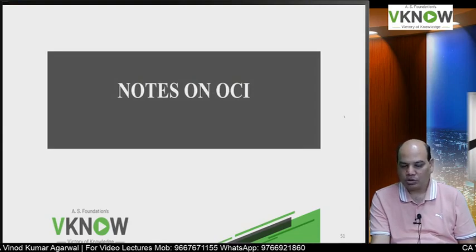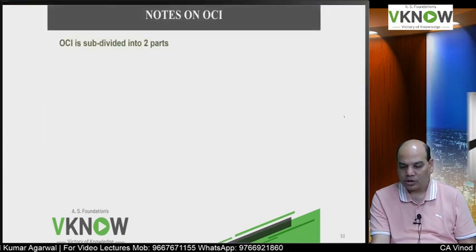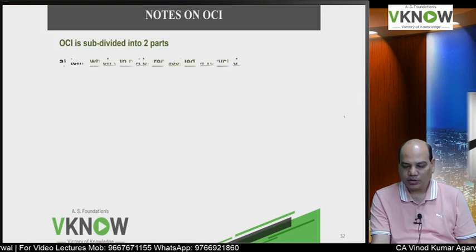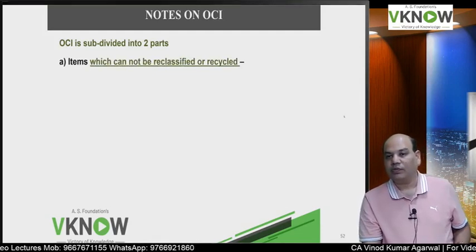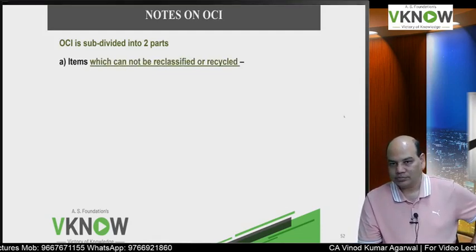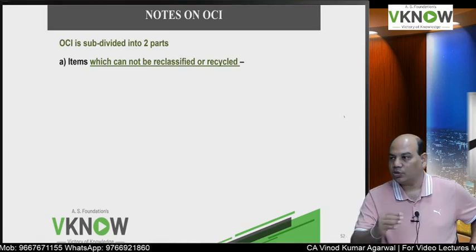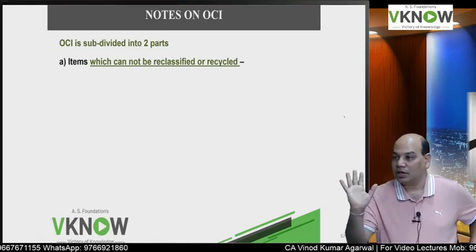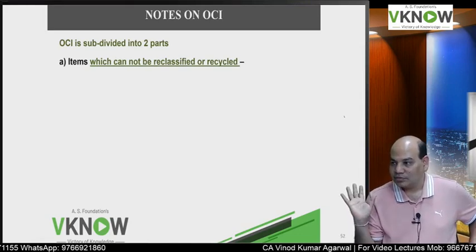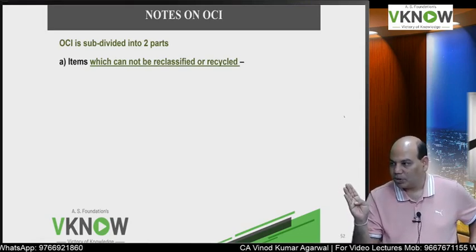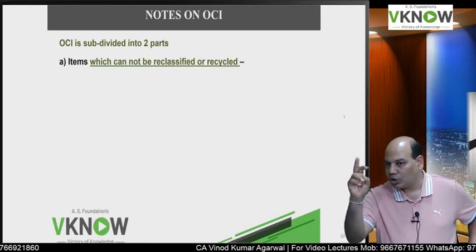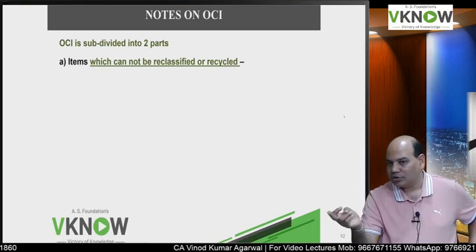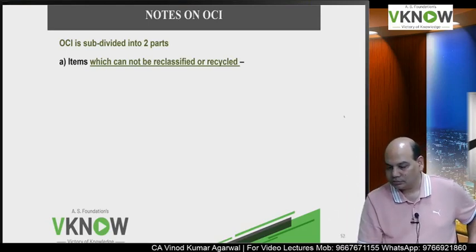Some more discussion on OCI. Other comprehensive income is divided into 2 parts. Which 2 parts? Item which will not be reclassified or recycled, which means they will not be transferred to P&L account even if the asset is realized or the liability is settled. Like even if the PPE is sold, the balance in revaluation reserve will not be transferred to P&L account. It will be transferred to general reserve.